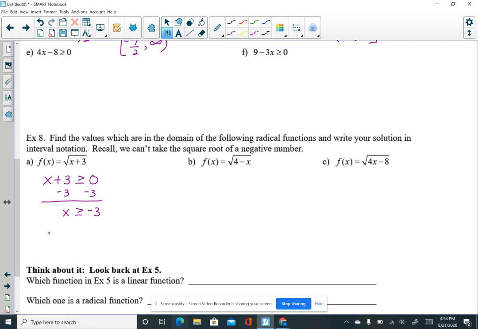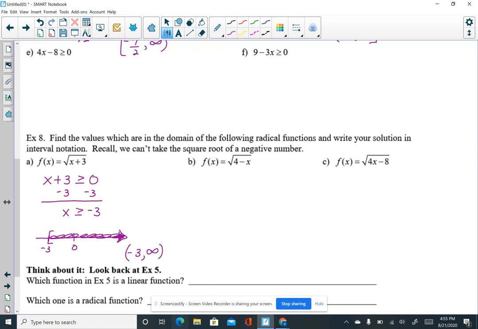Now, it wants us to write this in interval notation, so if you need to, go ahead and continue, graph this on the number line. So you've got 0, negative 3. Negative 3 will get a bracket. It's pointing to the right, so I'm going to shade to the right. And so now when I state my interval notation, I'm going to say this will run from negative 3 to infinity.